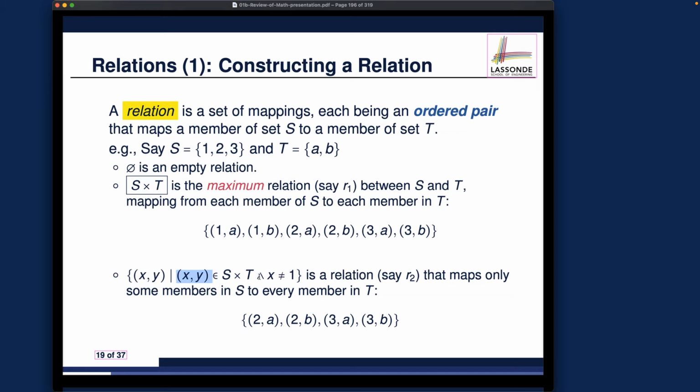However, we are restricting that using conjunction by saying that the first element, x, cannot be 1. So that means we're discarding these 2. So the resulting relation would just be this part over here, right? So that's just one way to specify what a relation should be. Hopefully you can see the idea.